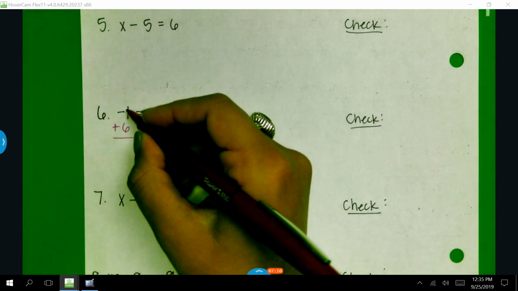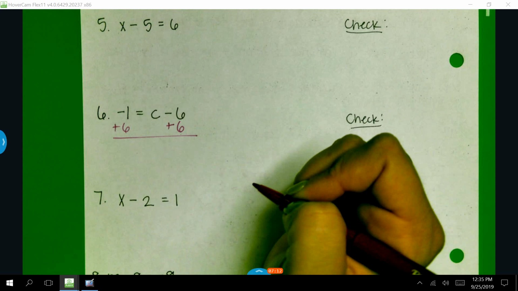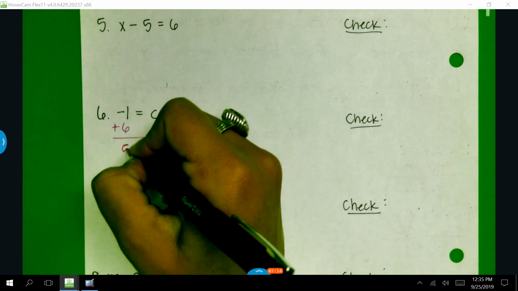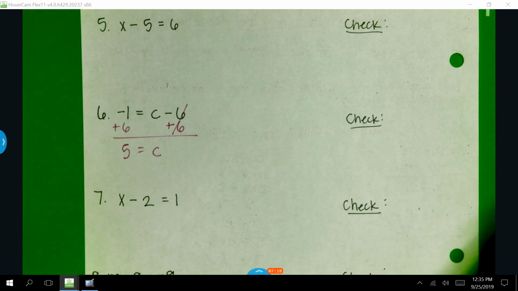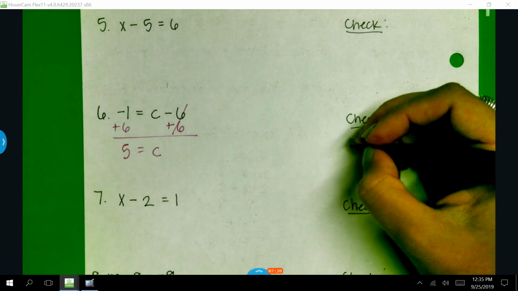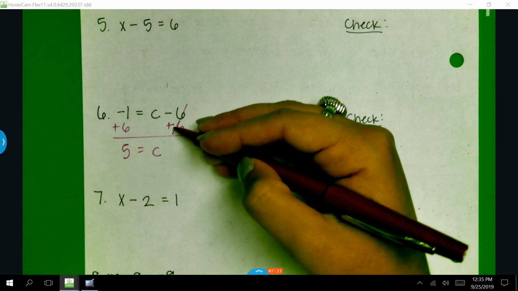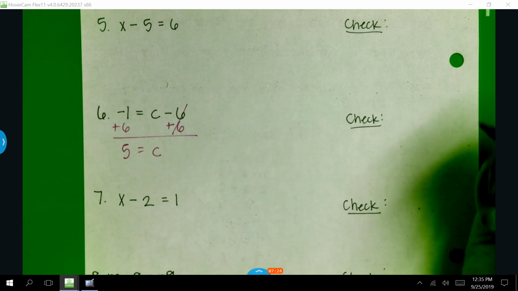So then what's negative 1 plus 6? 5. Positive 5. No, C. This is negative 6 plus 6, so those cancel. Oh, yeah.